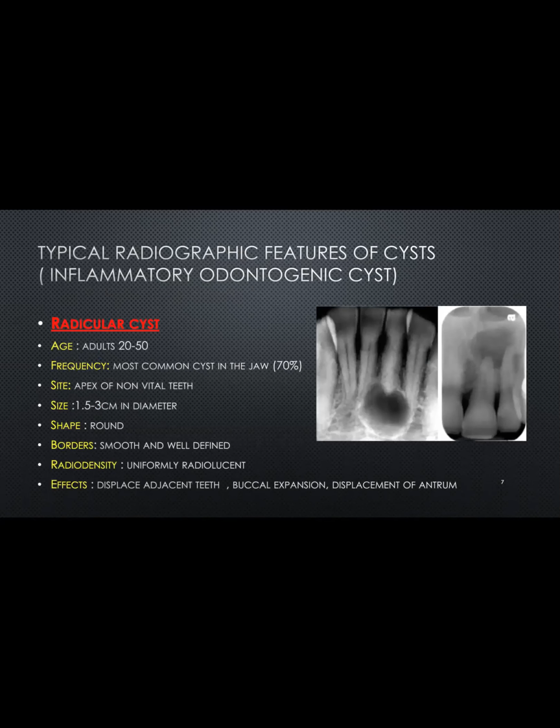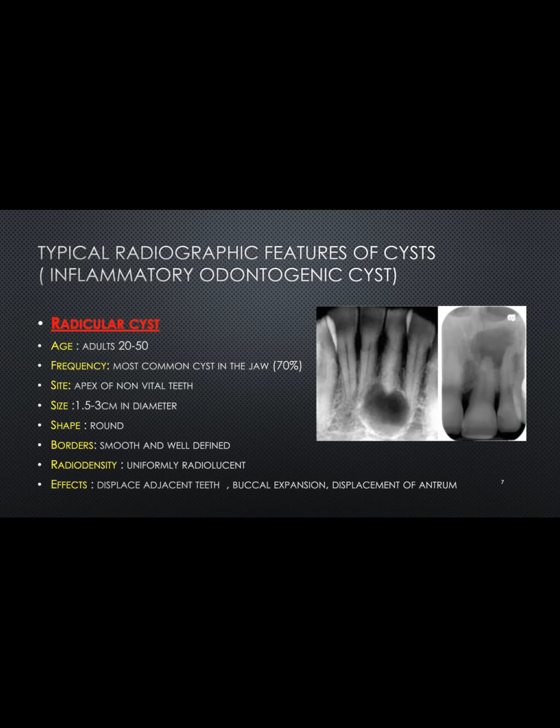Okay, so now we're going to start talking about the radiolucent lesions. Now, this is an inflammatory odontogenic cyst. Usually inflammatory cysts develop from the epithelial remnants of Hertwig's root sheath and the rests of Malassez. Now, this is a radicular cyst that usually happens between the age of 20 and 50. It's the most common cyst in the jaw. I'm sure all of us have seen this at our practices before.